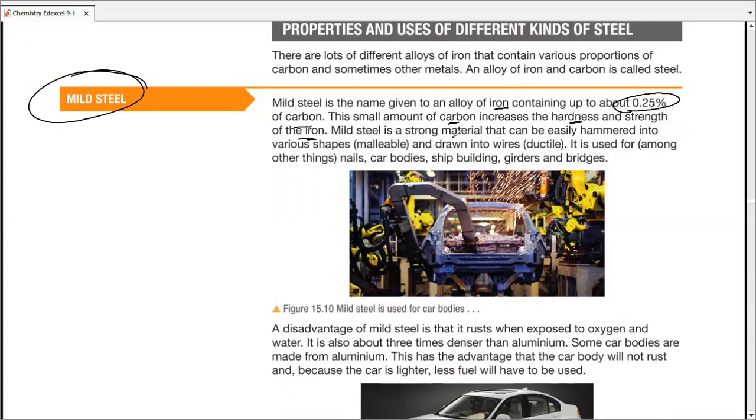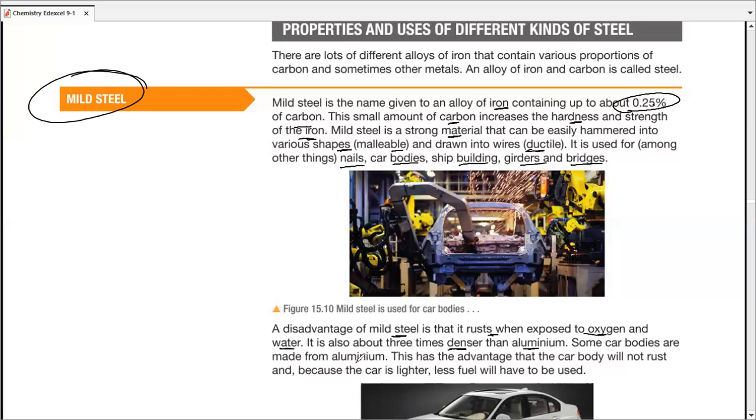Mild steel is a strong material. It can be hammered into various shapes. It's still malleable, still ductile. It can form nails, car bodies, shipbuilding, girders, bridges. A lot can be done with mild steel. A disadvantage of mild steel is that it rusts when exposed to oxygen and water. It is about 3 times denser than aluminum, which means heavier than aluminum, of course.